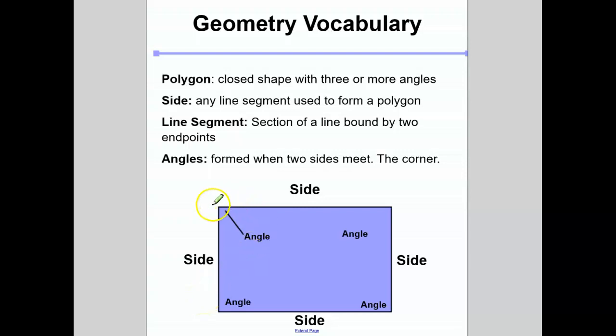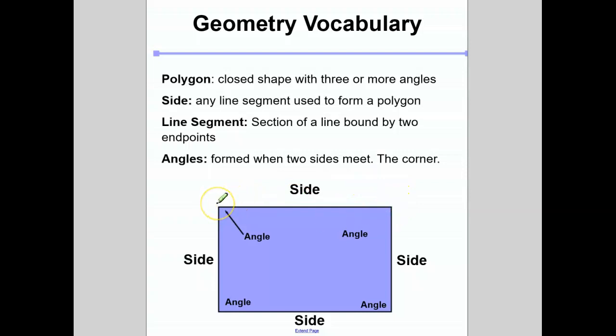So a side is any line segment used to form a polygon. You notice that this shape has 4 sides. Since a side is any line segment, well, let's look at what a line segment is. A line segment is a section of a line that's bound by 2 endpoints. All that means is it's a line that has 2 endpoints, a point where it started and ended.